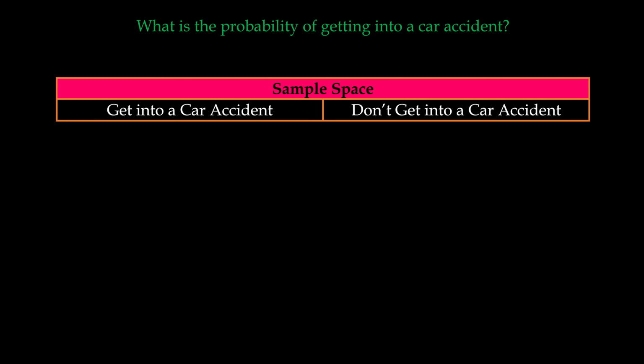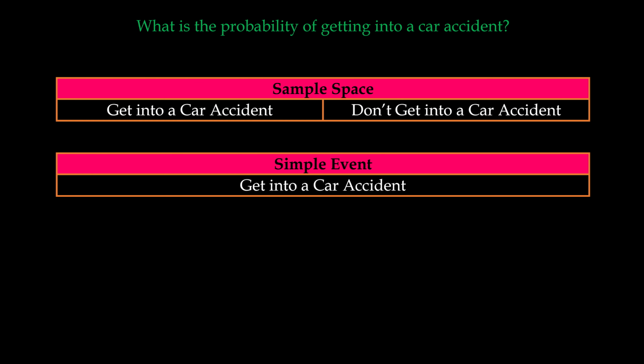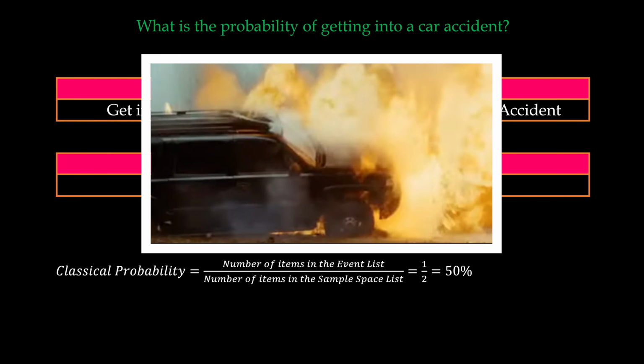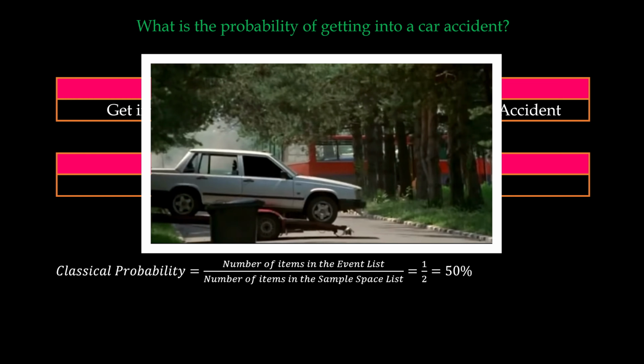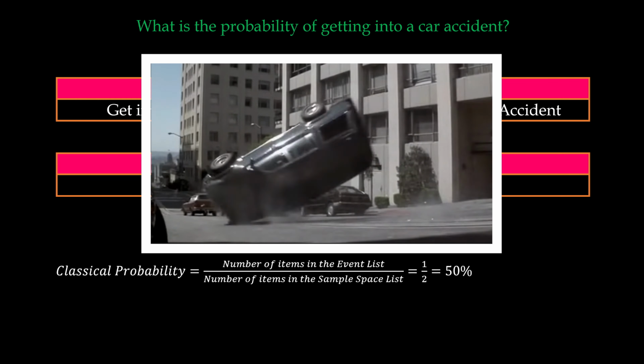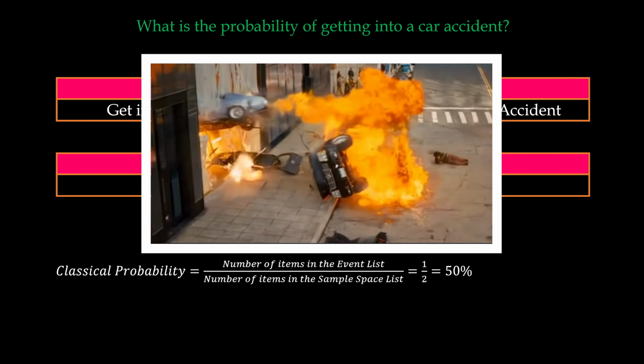Imagine if you are asked what the probability of getting into a car accident is. If you approach it classically, there are 2 possible outcomes, and only one simple event that applies. Thus, it would be 50%. This means there is a 50% chance of you getting into a car accident every time you drive a car. But we know that's not true. People don't have car accidents every other time they drive a car.